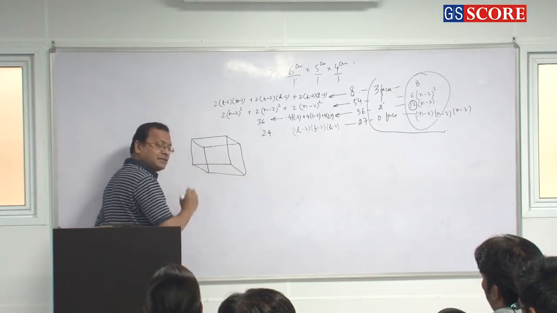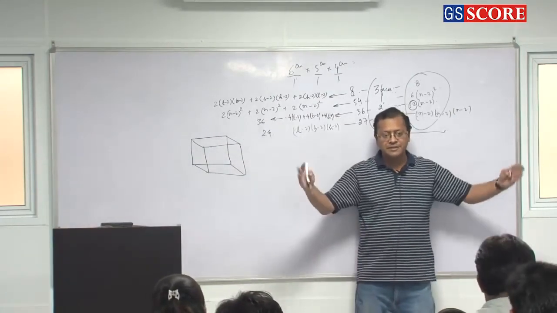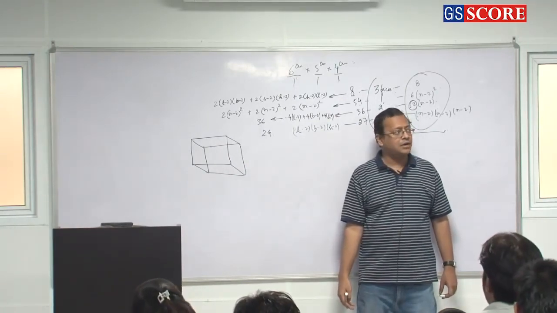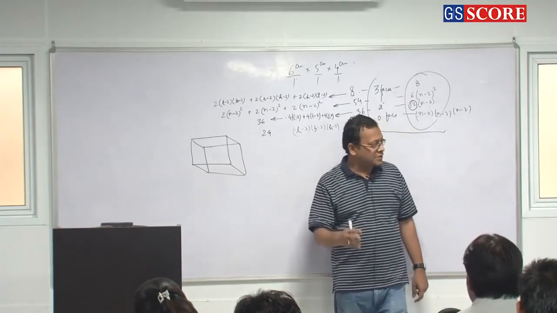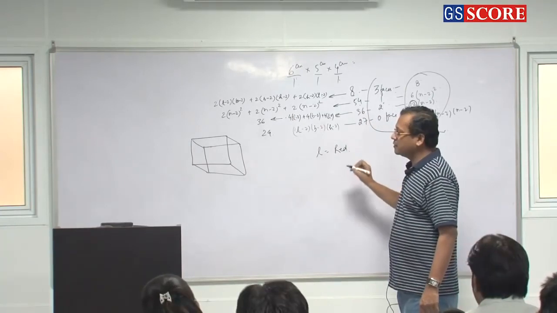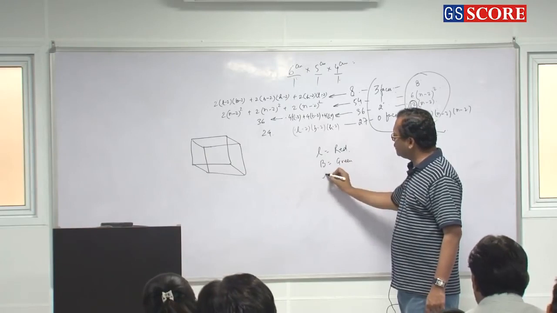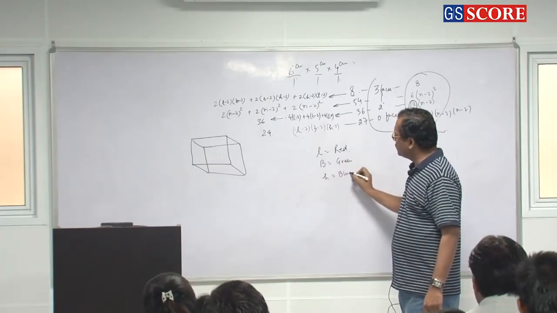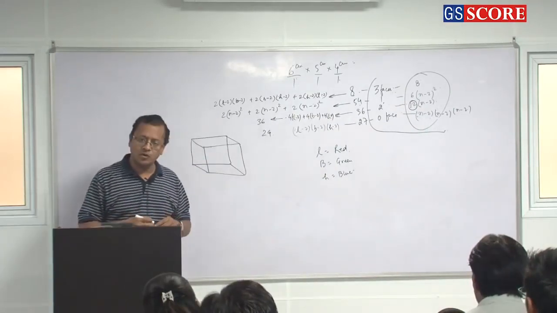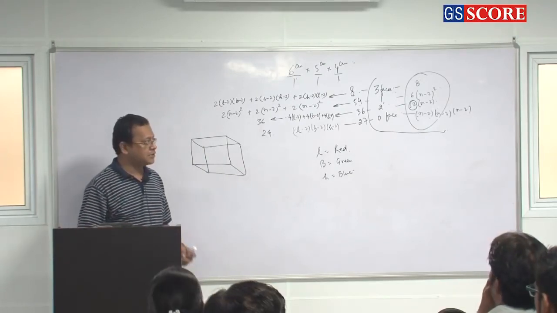Say top face is red. Side faces is green. Top faces is red, which means lengthwise it is red, breadthwise it is green, and height-wise it is blue. Now how do we take height-wise?